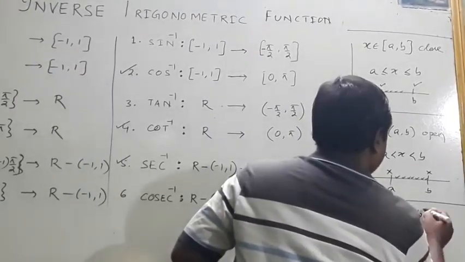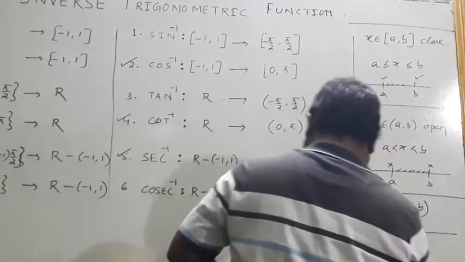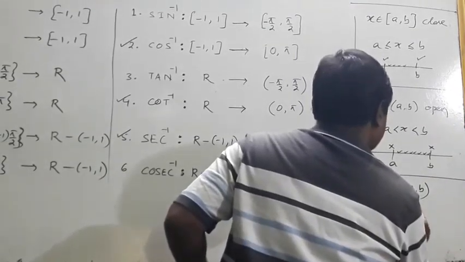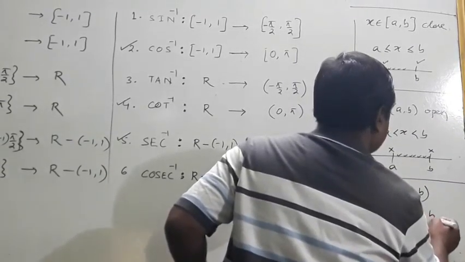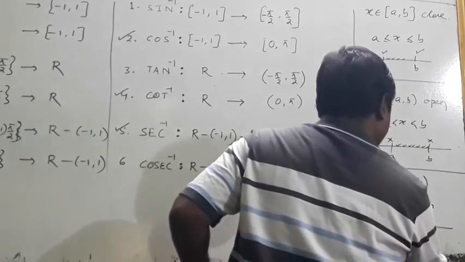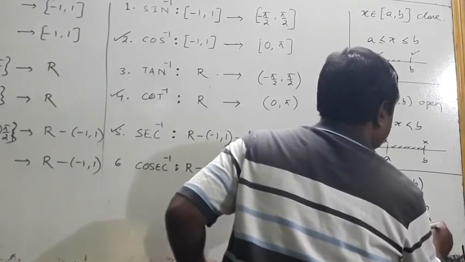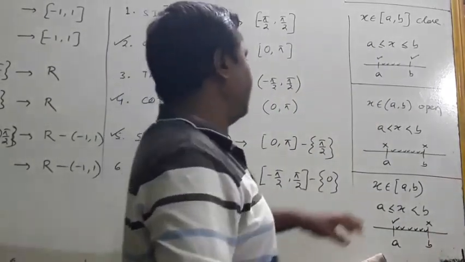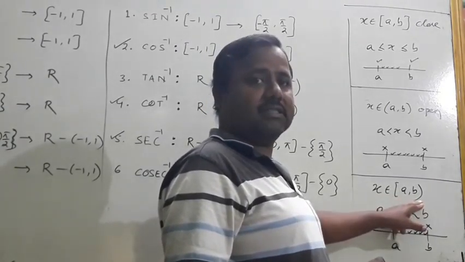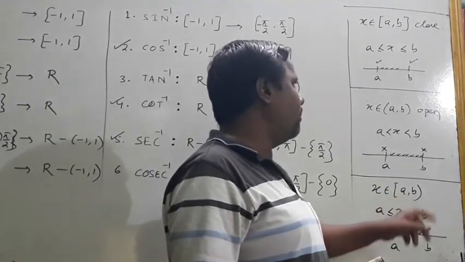Suppose x belongs to [a, b). Then here, a is taken, and b is not taken, and all the values inside are taken: a ≤ x < b. This is closed on one side and open on the other. It is read as semi-closed and semi-open. Mind it.